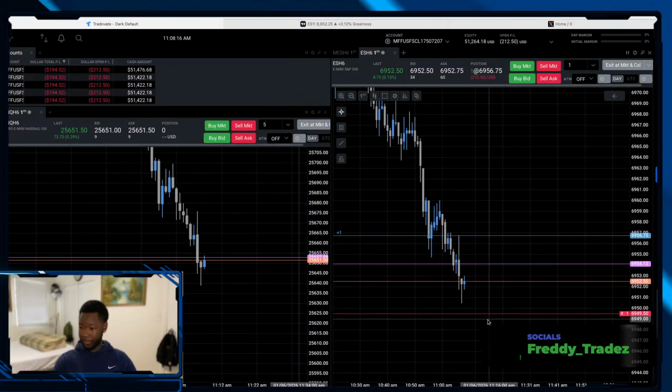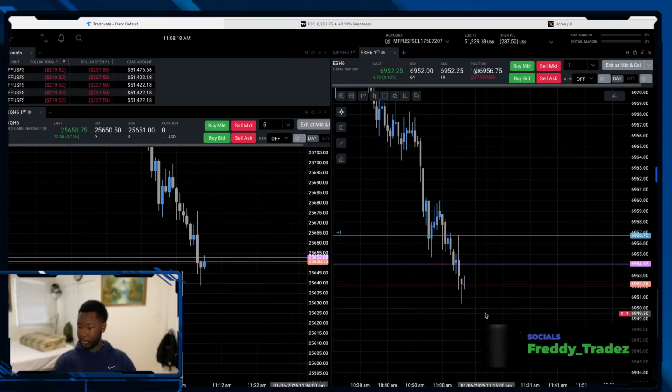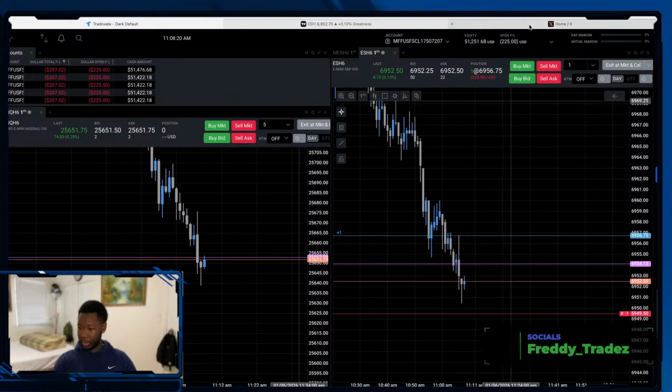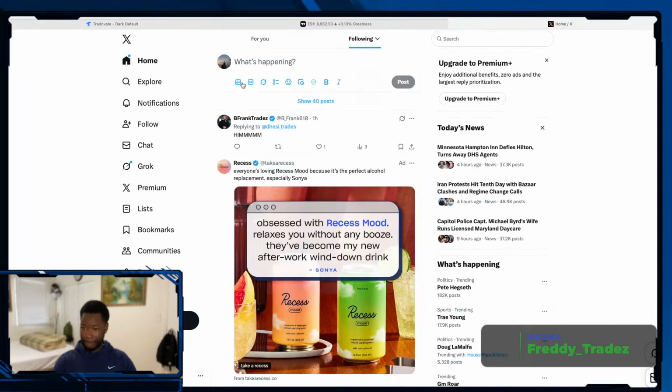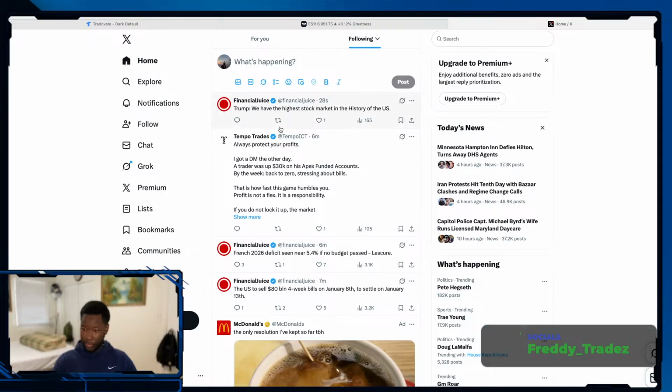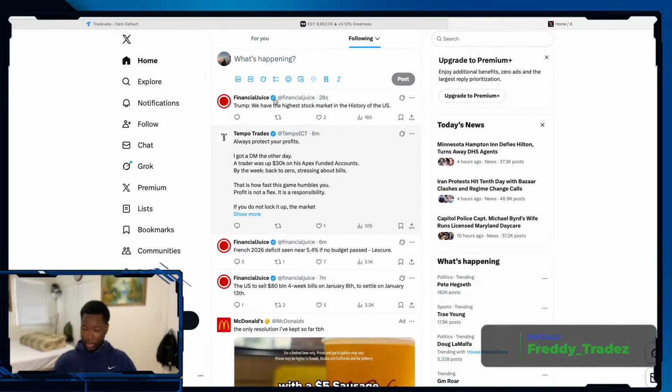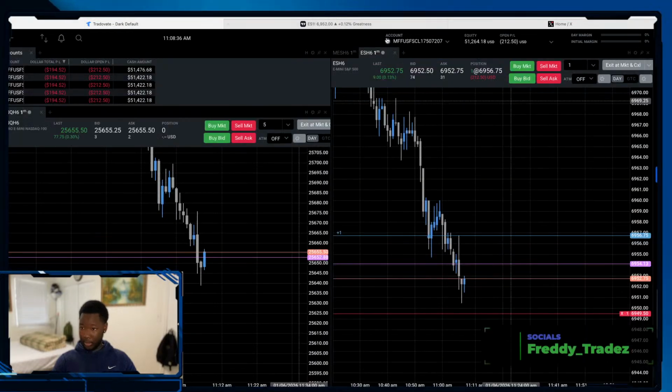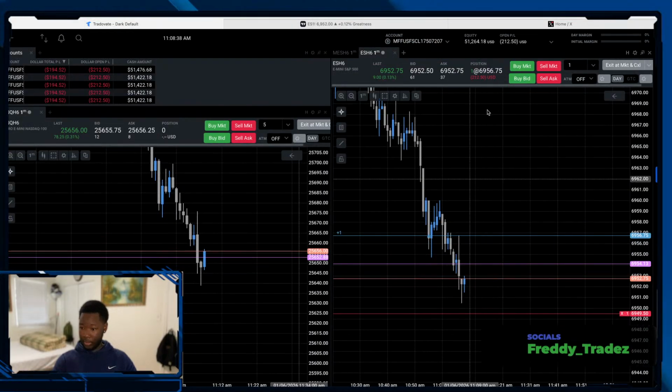Maybe my stops won't make it, but I think we're still gonna go higher. Would you look at that? It might be Trump. We have the highest stock market in the US. Okay, so it looks like Trump is talking. That's what's causing this volatility and this move down.